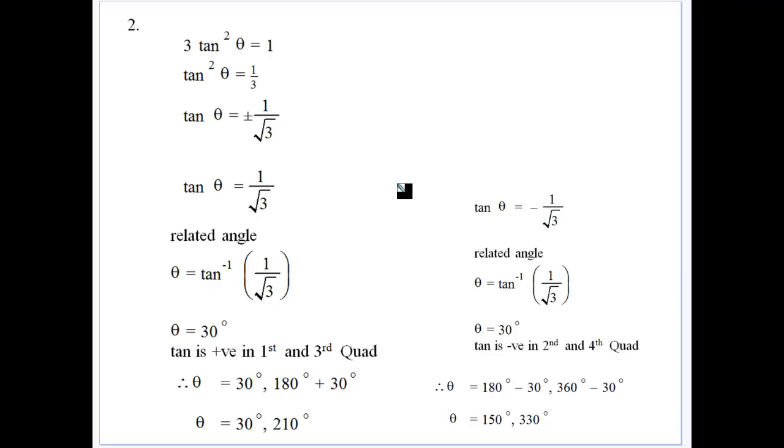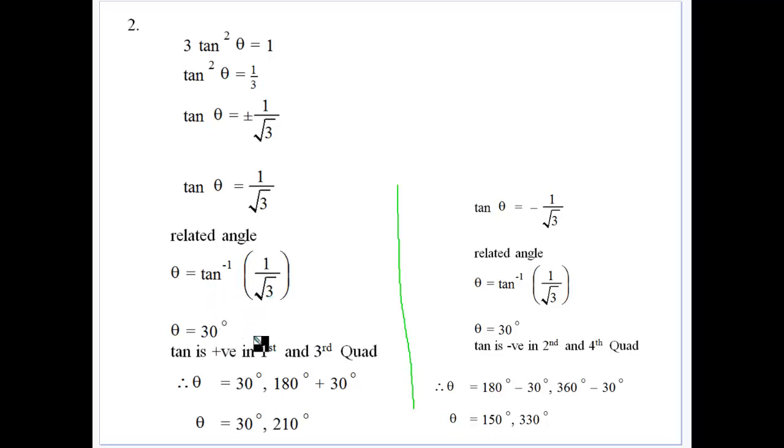So we're going to consider two different equations. We've got two equations here. Tan theta is equal to 1 on root 3 and tan theta is equal to minus 1 on root 3. So let's consider this one like we did in the first video. So what's our related angle? 1 on root 3 gives us 30 degrees.